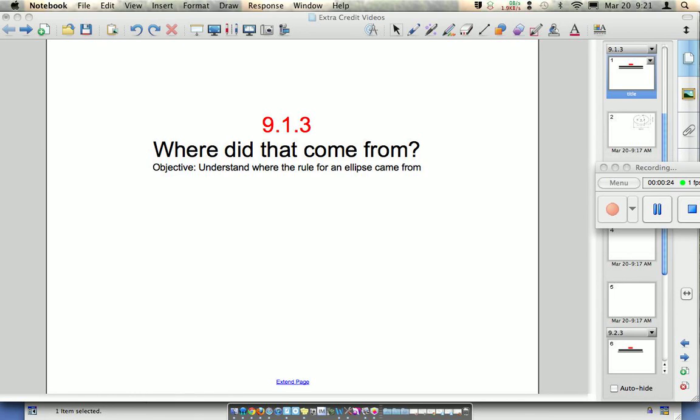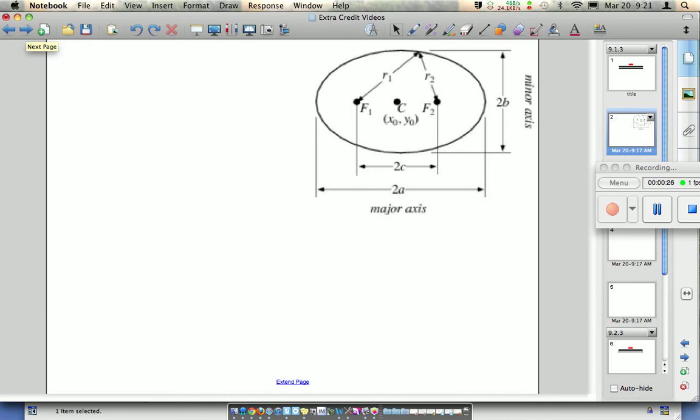First, let's review the definition of an ellipse. Remember, the definition of an ellipse is a shape, a collection of points, where we have two foci, F1 and F2 in this picture, and the sum of the distances to any point on the ellipse, the sum of those two distances, R1 plus R2, is always the same, every single time.